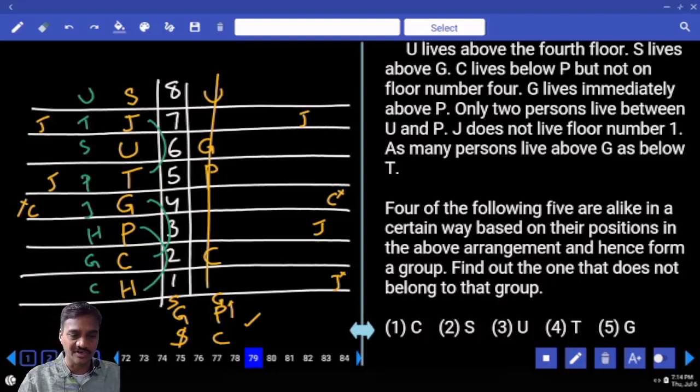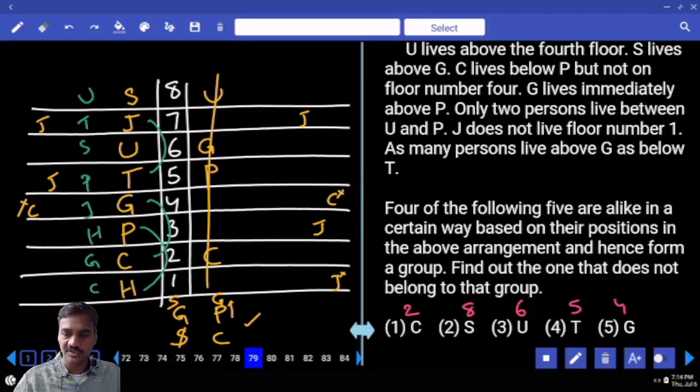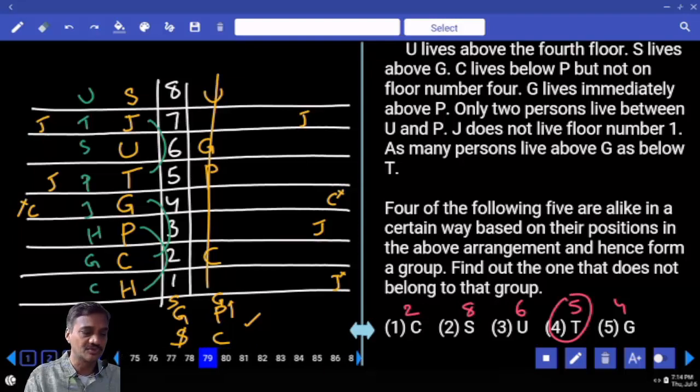C is living on an even numbered floor. S is living on an even numbered floor. U is living on the 6th floor. P is on the 5th floor. And G is on the 4th floor. Except choice 4, the remaining persons are living on an even numbered floor, and P lives on an odd numbered floor. That is choice 4 for question number 79.